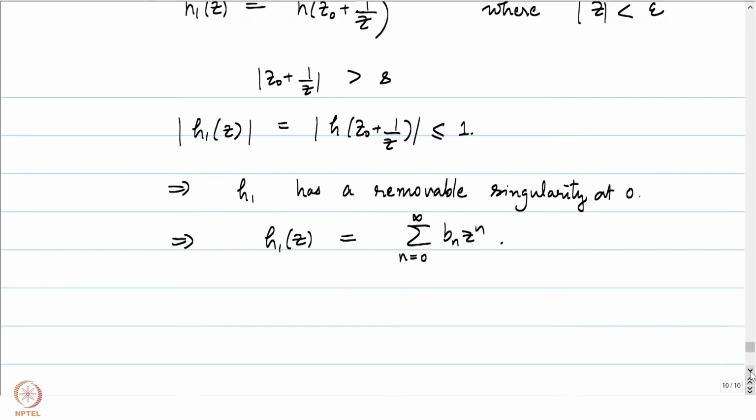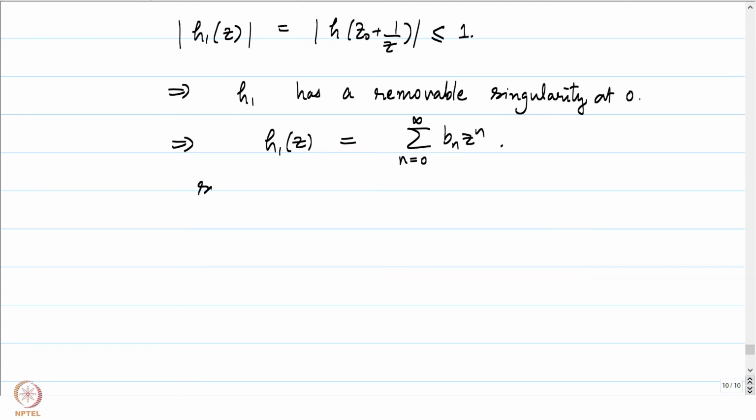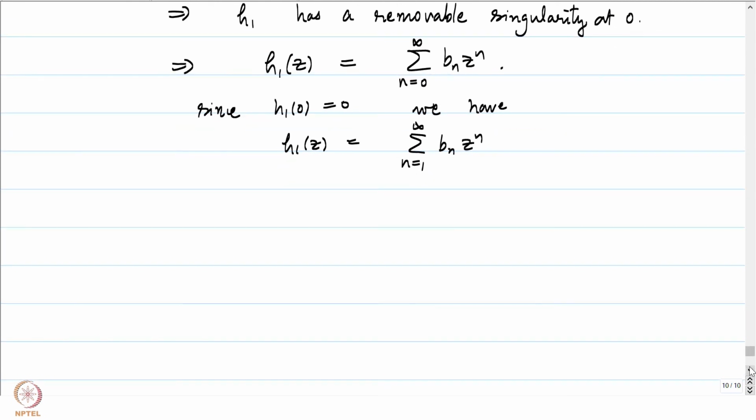So what do we have? We have in fact ensured that since h1 of 0 is equal to 0, it's a removable singularity, and the limit is going to be 0. We have b0 is 0, h1 of z hence is going to be equal to summation n equal to 1 to infinity b_n z to the power n. This is precisely what our power series expansion of h1 around 0 is going to be.